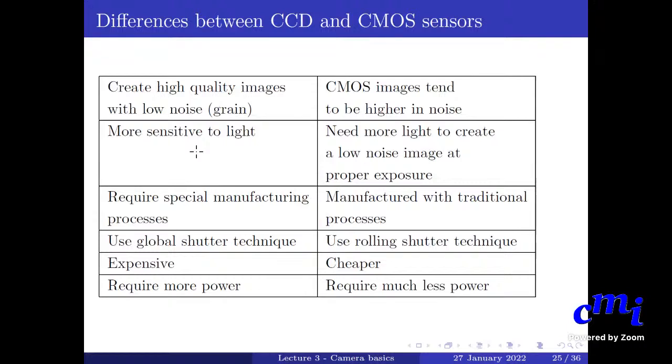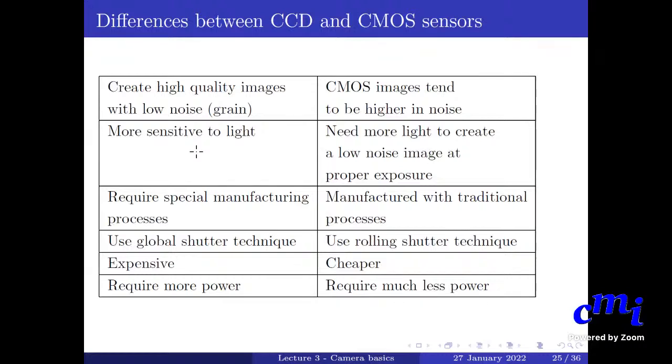Anyway, coming to the main differences between CCD and CMOS. CCDs, by the way, are the high quality, expensive ones, and CMOS are the slightly lower quality, cheap ones. The CCDs require very specialized manufacturing processes, and that is what makes them expensive.